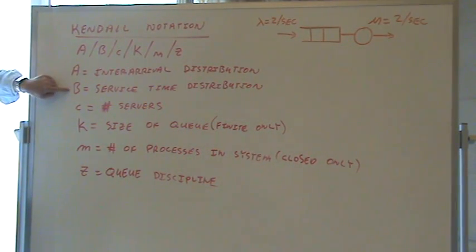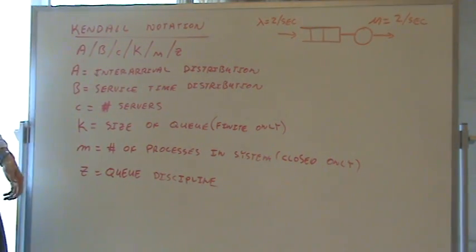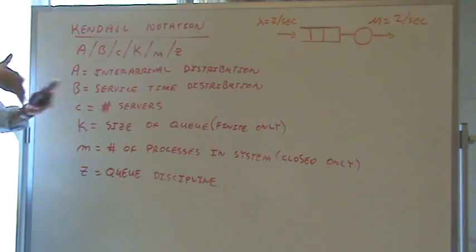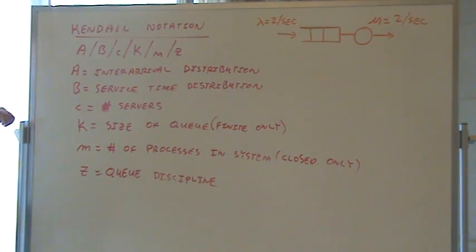The second notation, which we'll call B right now, is the service time distribution. Are these being scheduled? Are these being done one every half a second, or do they just average one every half a second? The third symbol will be the number of servers.